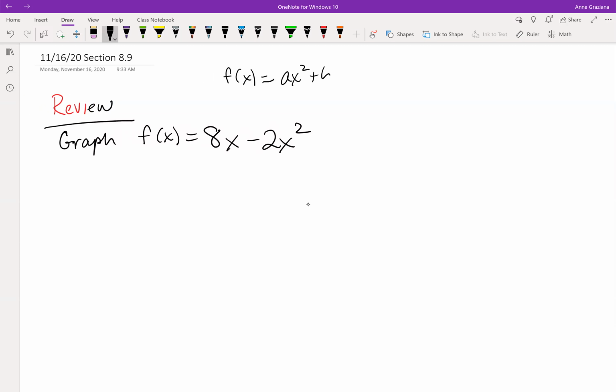You're used to this, right? So the first thing we want to do is rewrite this and put the negative 2x squared first, okay? Negative 2x squared first.